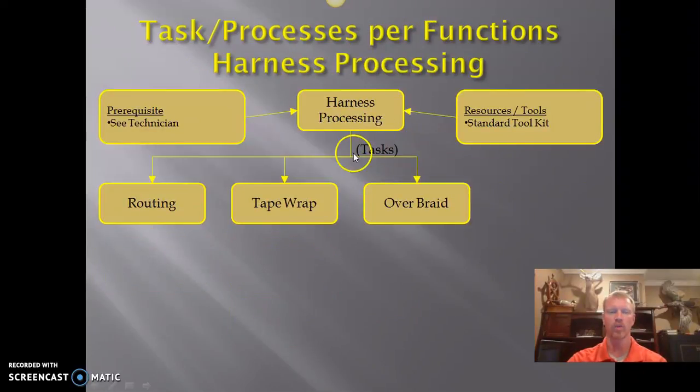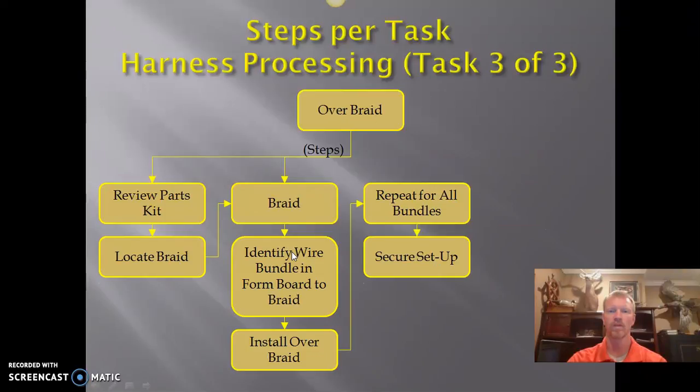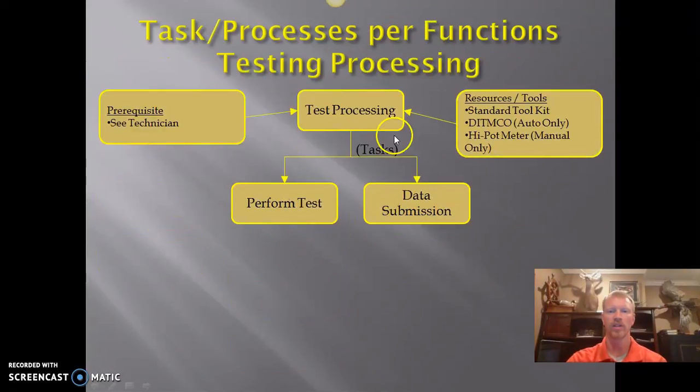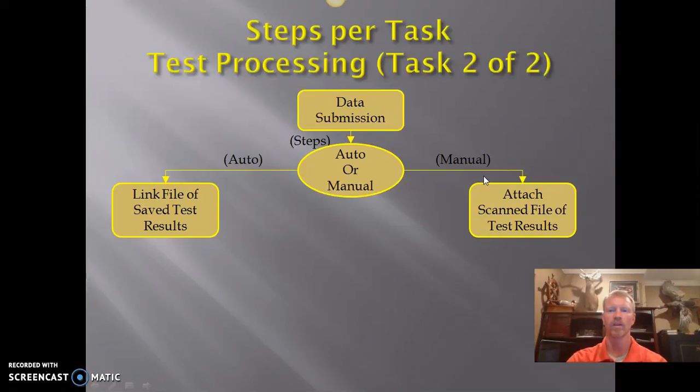Go to the next task, wire harness, and getting into each step, and it just keeps blowing out each, I guess, sub-module. Tape, route, overbraid, and get into test processing, and it was a little different: different prerequisites, different resources, inputs and outputs, and perform the test. And then we have two different options depending on what test equipment you have, and we will go through each one of those options with each technician and the submission of data.